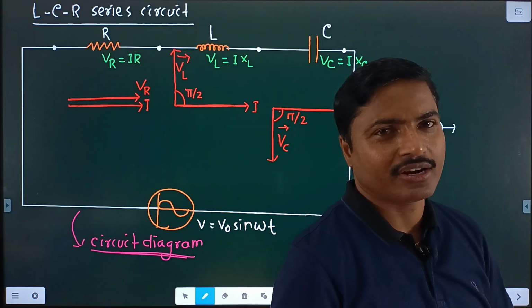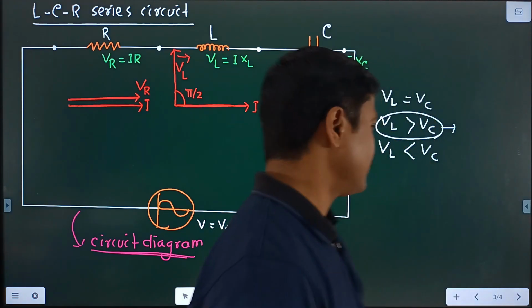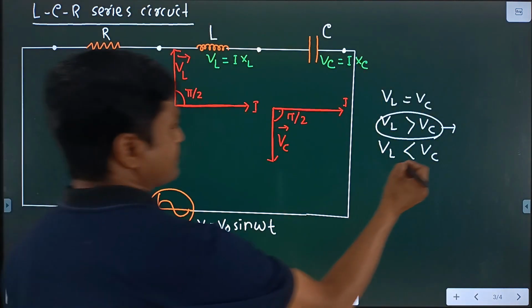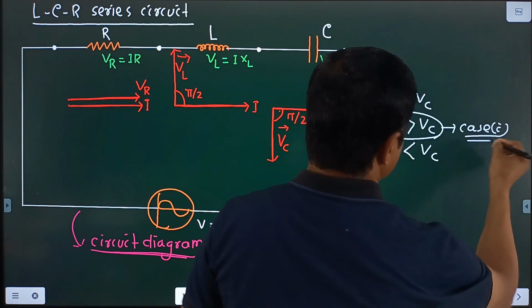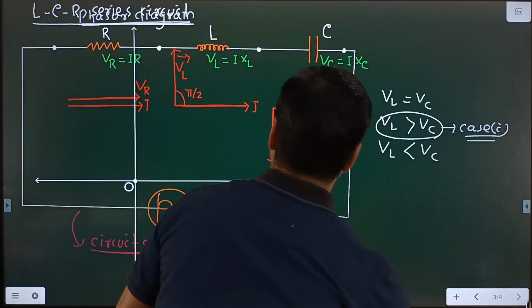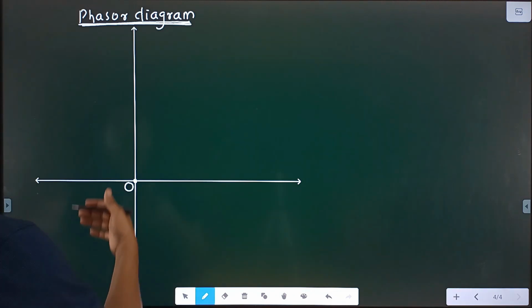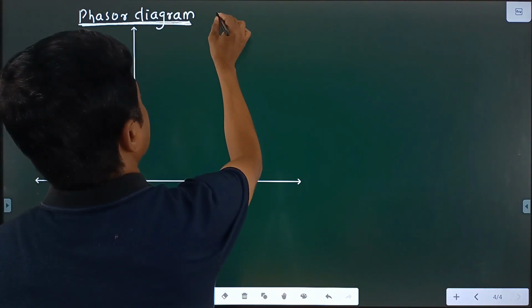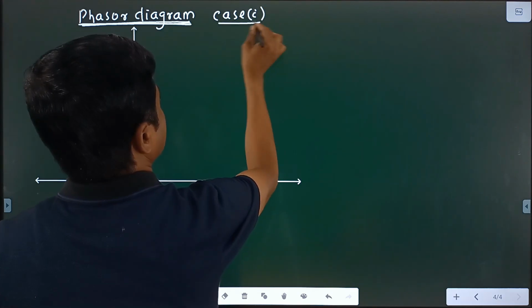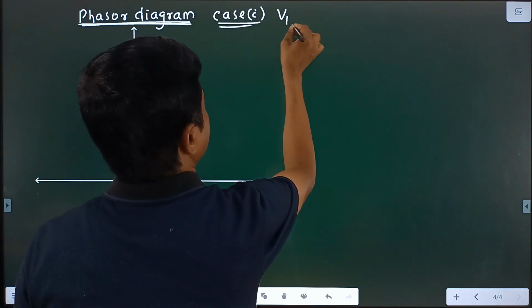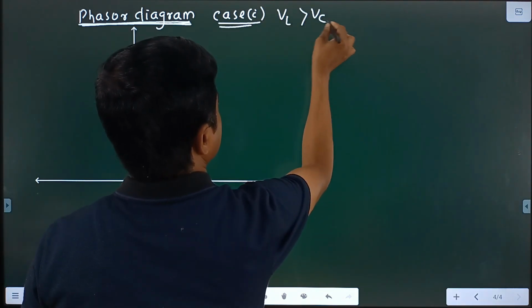For this we will calculate the current. Current means alternating current, the expression of the alternating current flowing through the circuit. So that is case 1, VL is greater than VC. And for this we draw the phasor diagram. We draw the phasor diagram for case 1. Clear?